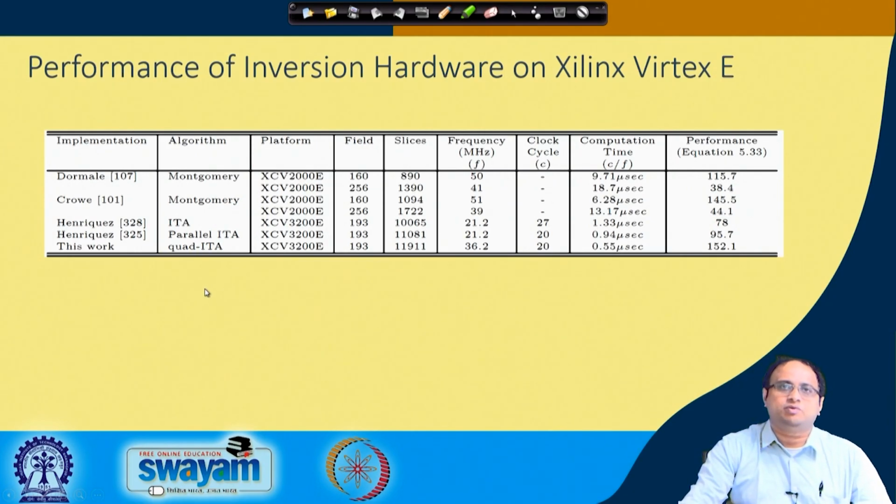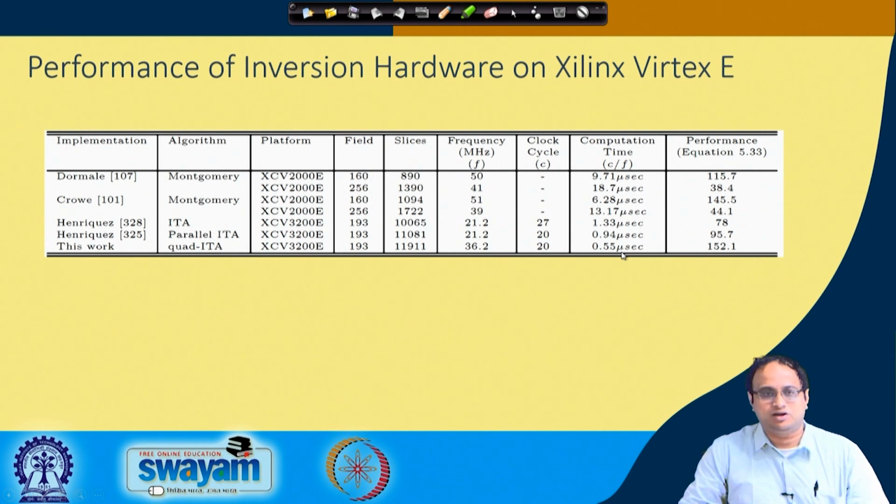More importantly, I will tell you about the performance the inversion circuit will have on, say, a Xilinx Virtex E, because it is important as an engineer to know the figures. For example, if I take a Quad-Itoh Tsujii algorithm and the dimension is, say, 193, what would be the order of delay on a Xilinx Virtex? Here the delay is something like 0.55 microsecond. You can compare it with a software design, and you will see a significant advantage when you resort to hardware designs.